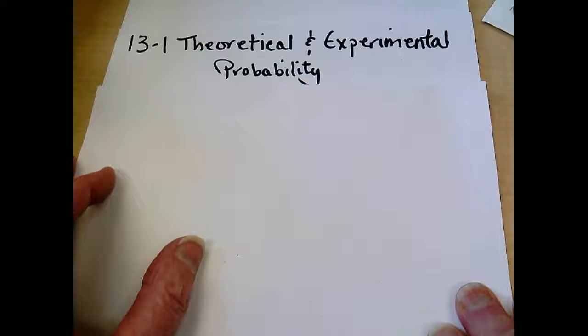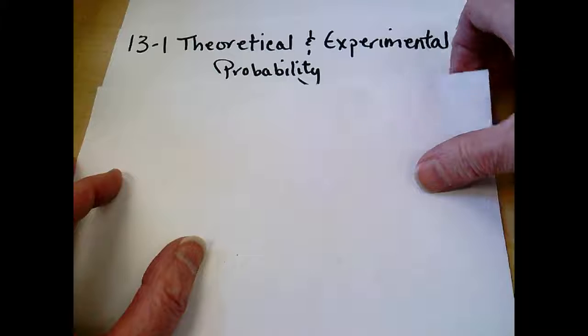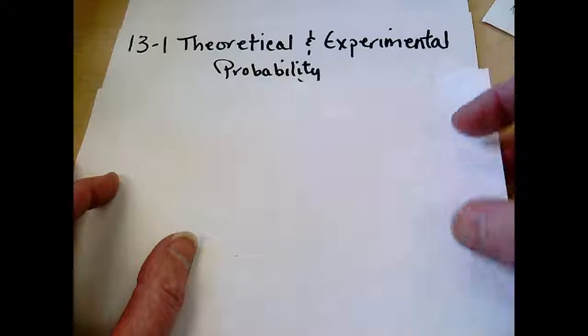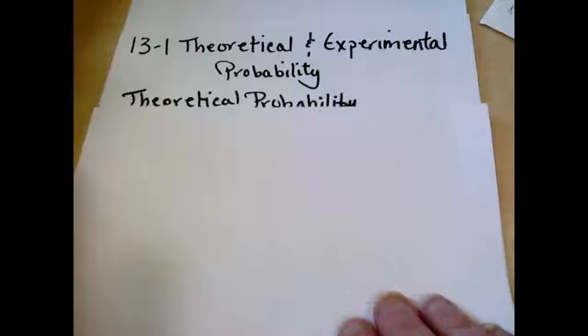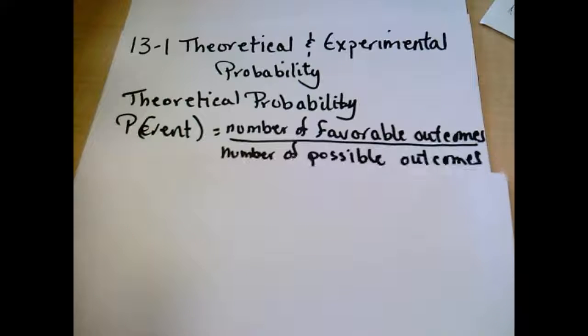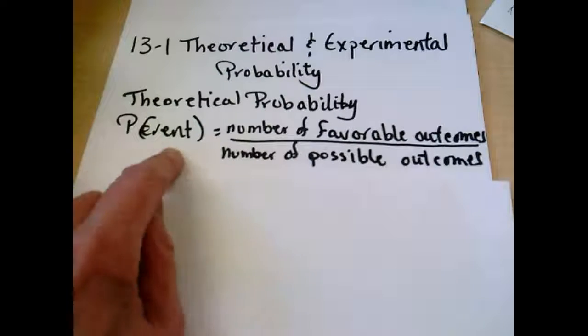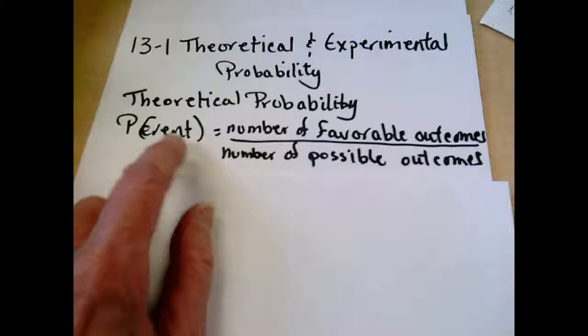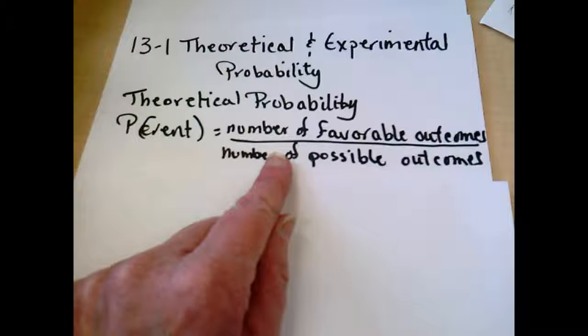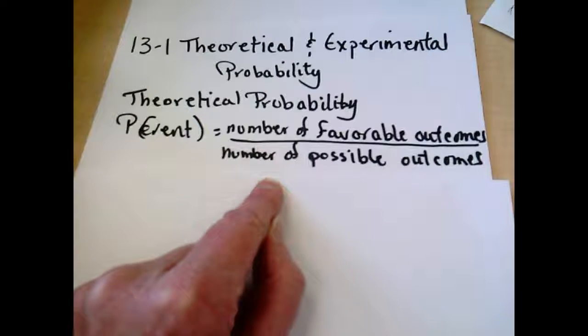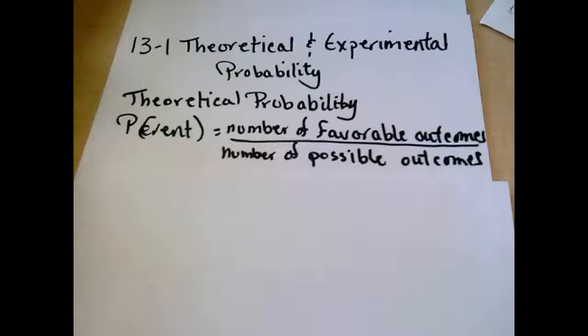13-1, theoretical and experimental probability. You already know this concept, but we need to just review it quickly. With theoretical probability, we always write P of whatever event it is equal to the number of favorable outcomes divided by the number of possible outcomes.